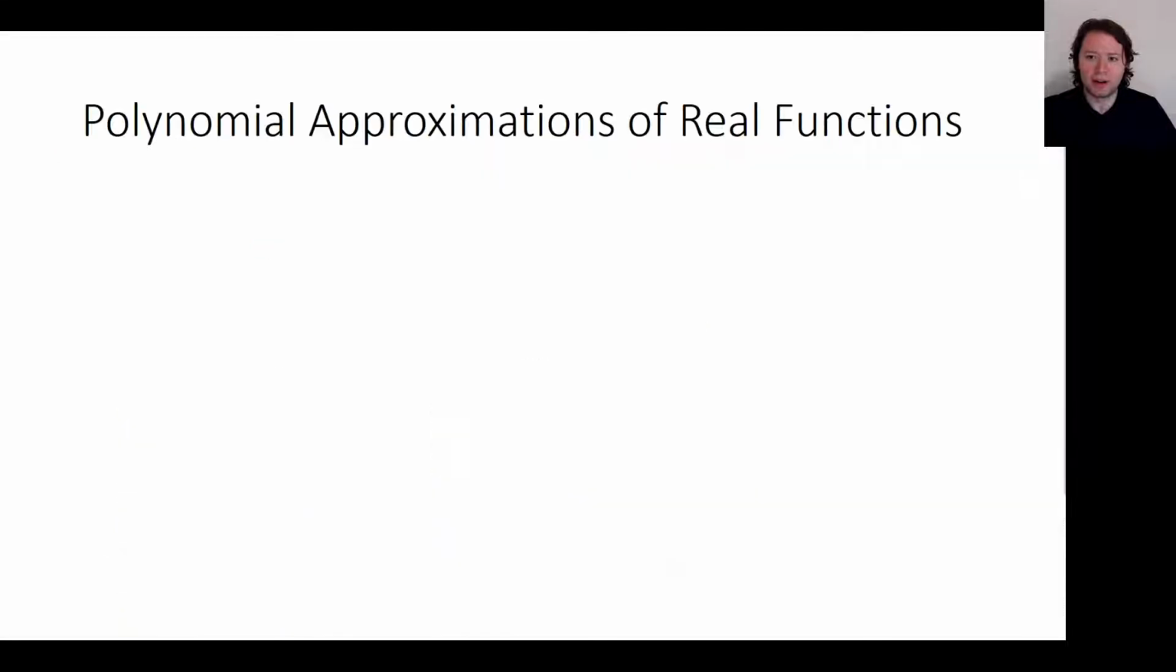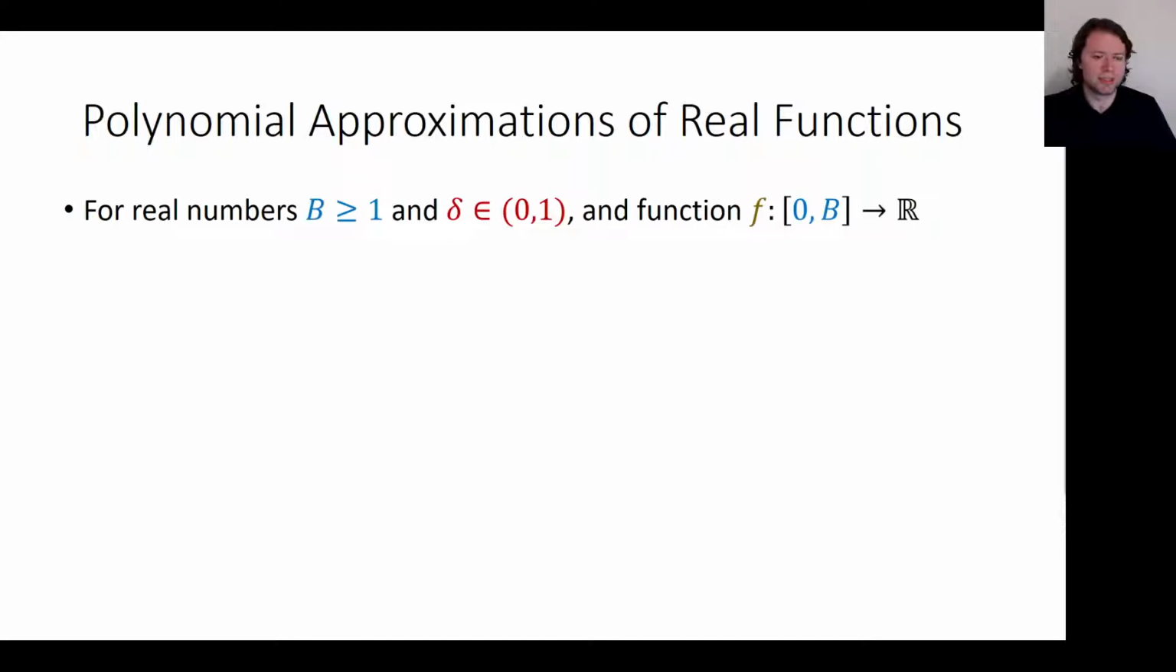So I want to tell you about polynomial approximations of real functions. When you're talking about these approximations, there are two relevant parameters. The first is b, which is a real number that measures how big the inputs to the function can be. And the second is delta, which measures our tolerance for error.